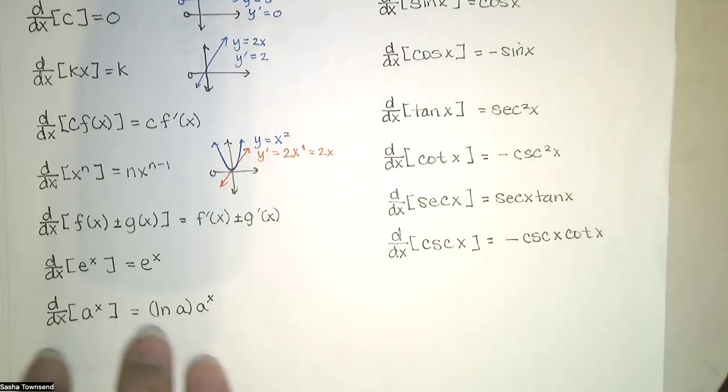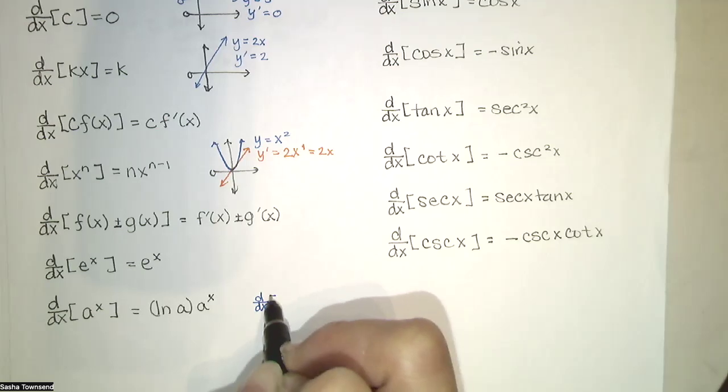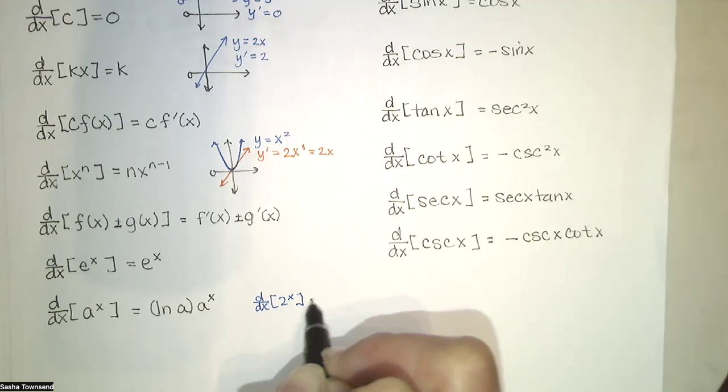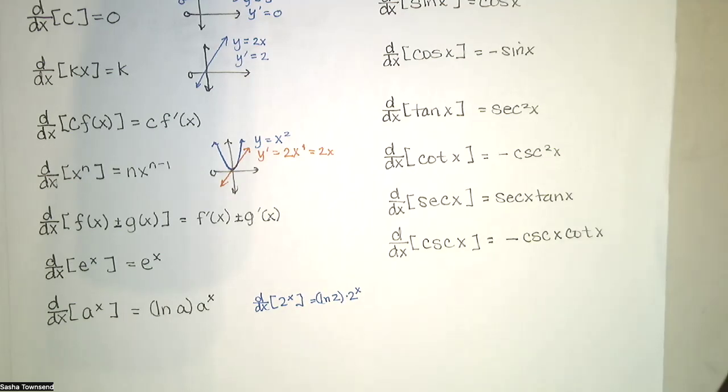But in application, whenever someone asks you to compute the derivative of 2 to the x, you literally just write natural log of 2 times 2 to the x, which is super simple. You just say a equals 2, and then you apply the rule. Very, very easy.